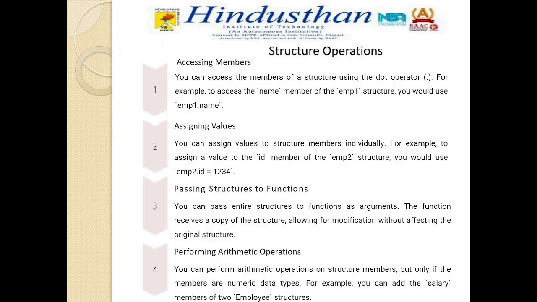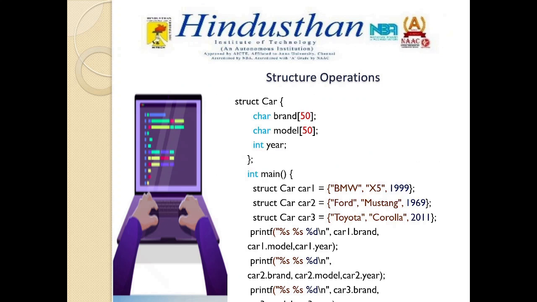Passing structures to functions. In C, structures can be passed into functions in three primary ways: by value, by reference, by address. Each method has its pros and cons depending on how the data needs to be handled and the memory implications. Performing arithmetic operations. If you have a structure with different types of members such as integers and floats, you can perform arithmetic operations on the respective members. For example, if you have a structure representing a rectangle, you can perform arithmetic operations on the length and width members to compute the area and the perimeter of a rectangle.